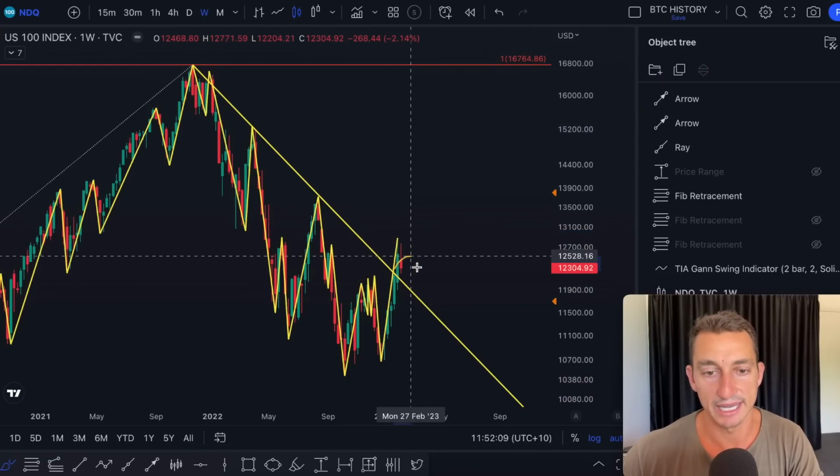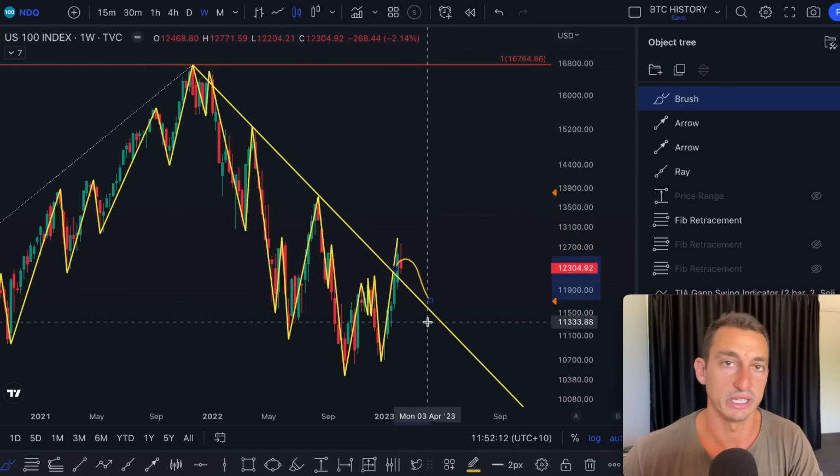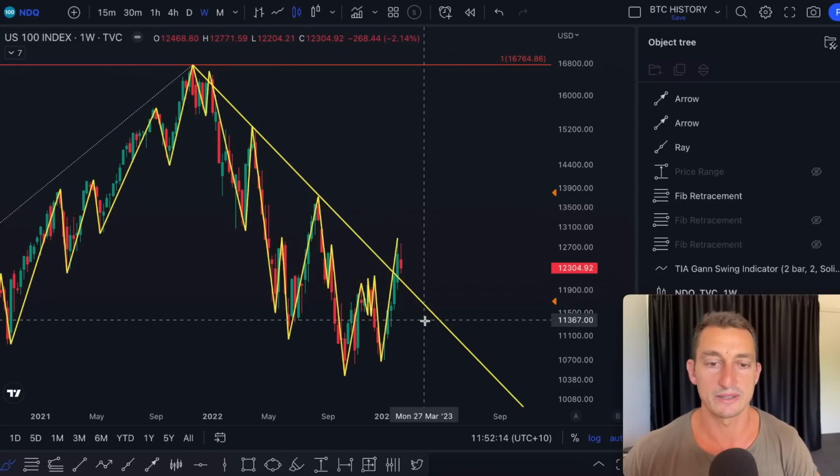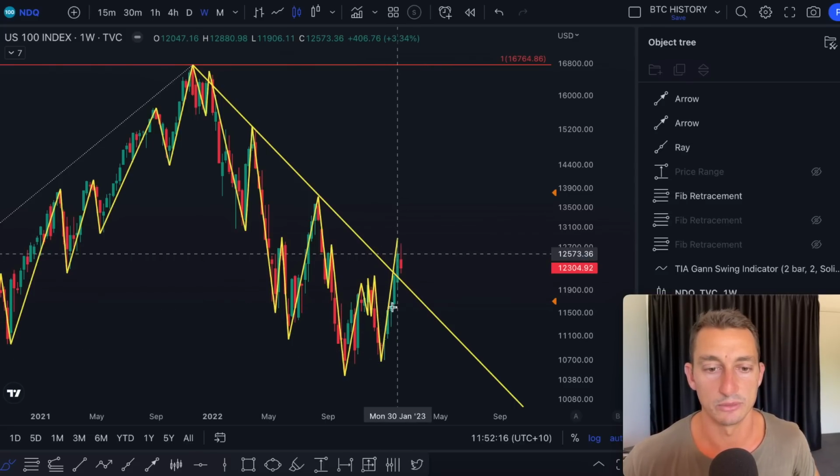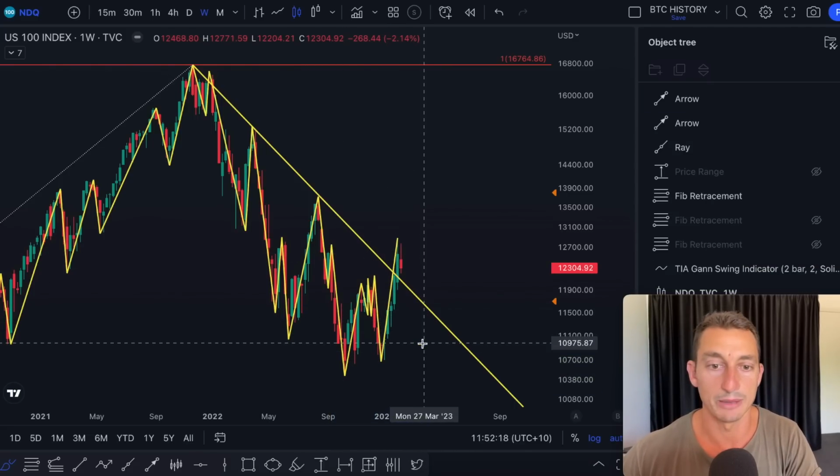I am anticipating some sort of pause or a bit of a rollover here for the Nasdaq as well, because we've had some significant gains over this particular period here with a higher low coming in as well.